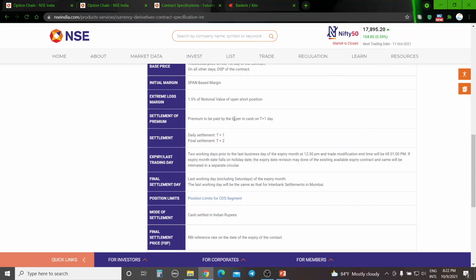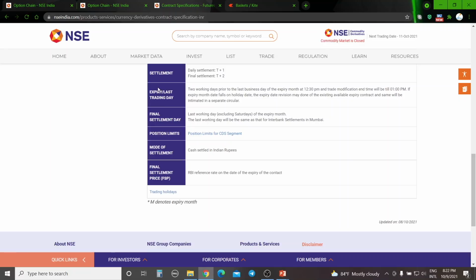Base price, span margin, loss, extreme loss, and settlement of premium are similar to our regular option contract, T plus 1. And the final settlement is T plus 2. That means only the premium settlement will happen, because we don't have any physical delivery. Everything is cash settled. The big difference will come on the expiry or the last trading day.